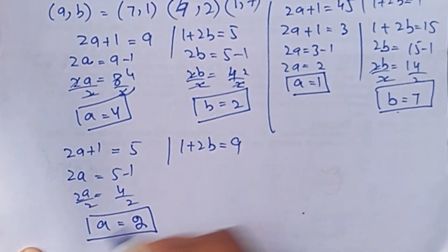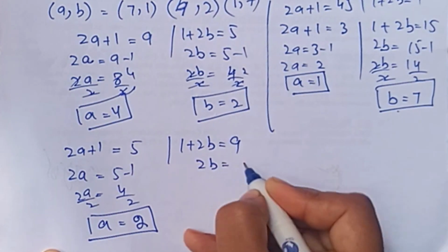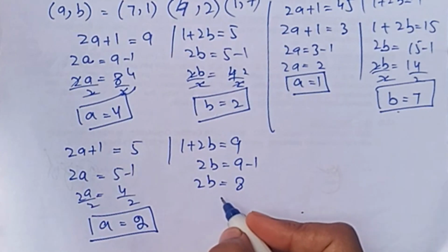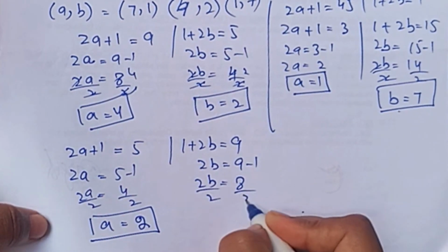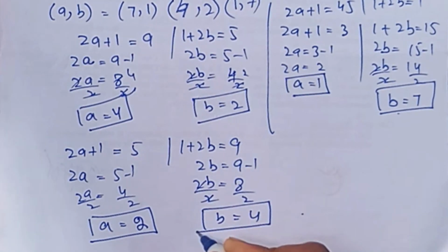So this is the value of a. Now look at this. Subtract 1 on both sides, we get 2 times b is equal to 9 minus 1, and 9 minus 1 is 8. So in the next step, divide this equation by 2 on both sides, we get b is equal to 4. So this is the value of b.